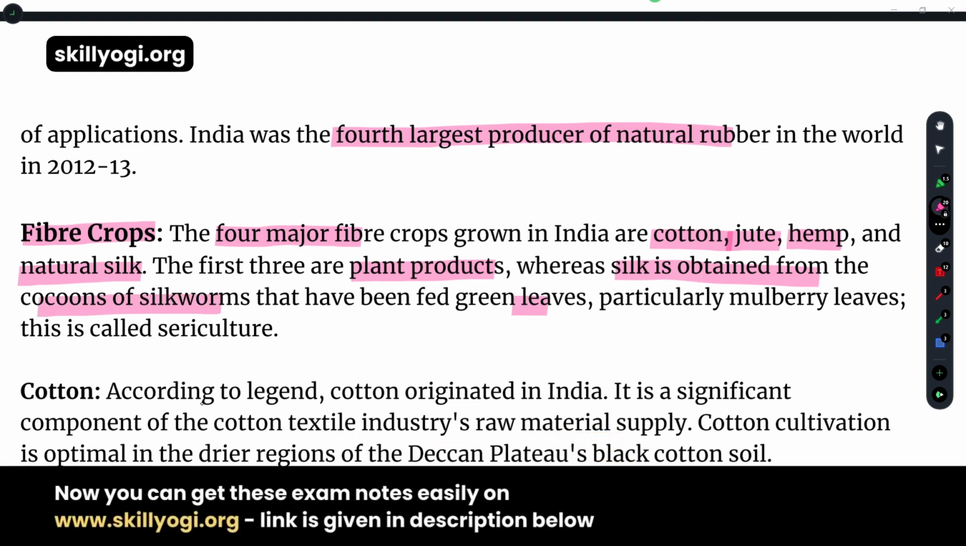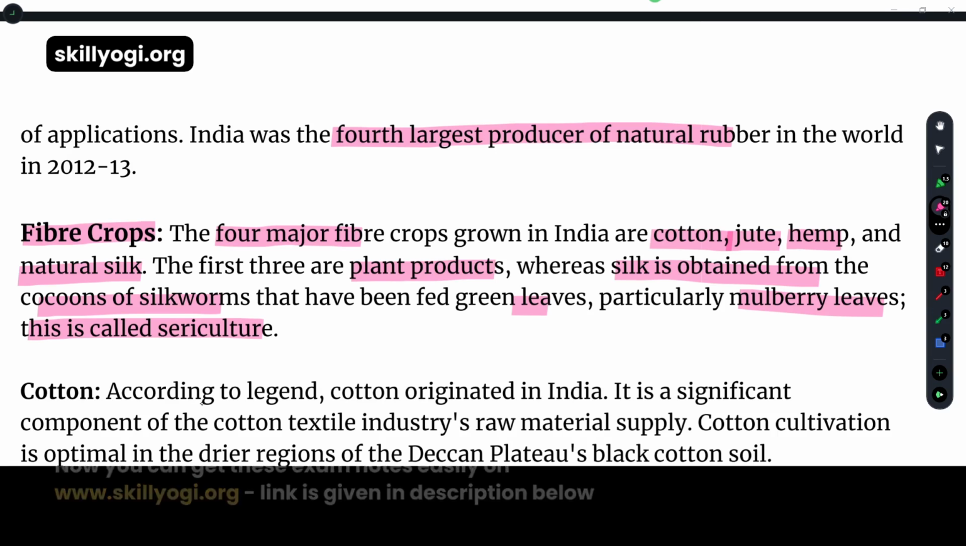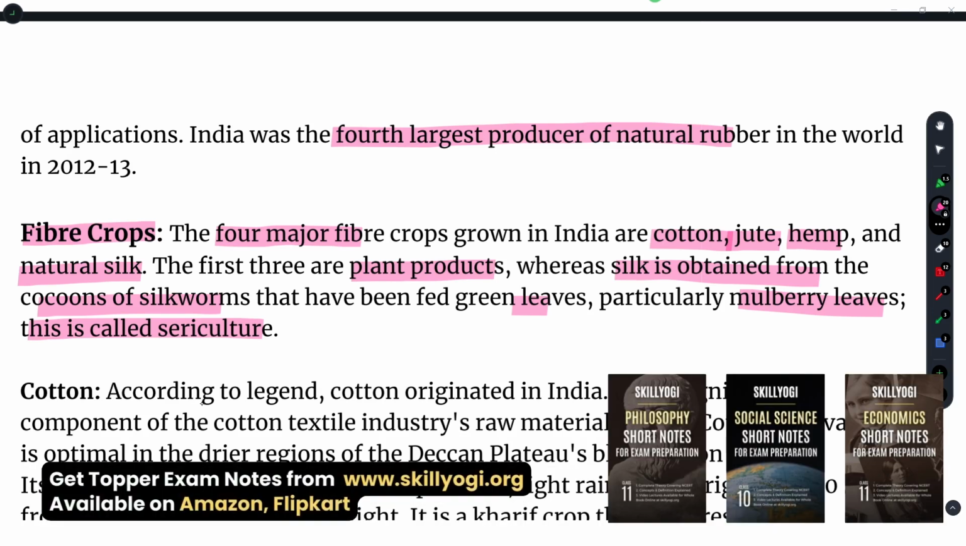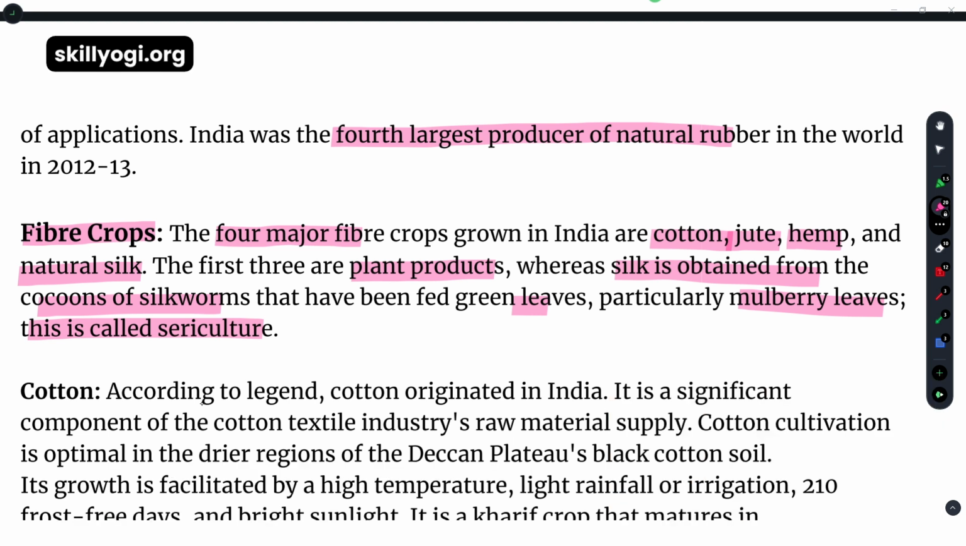green leaves, particularly mulberry leaves, and this is called sericulture. The sericulture definition can come in your exam, so all of you read and remember this point very well. There are four major fiber crops, but the first three are from plants, whereas the silk is produced from the cocoons of silkworms, which are fed on leaves.